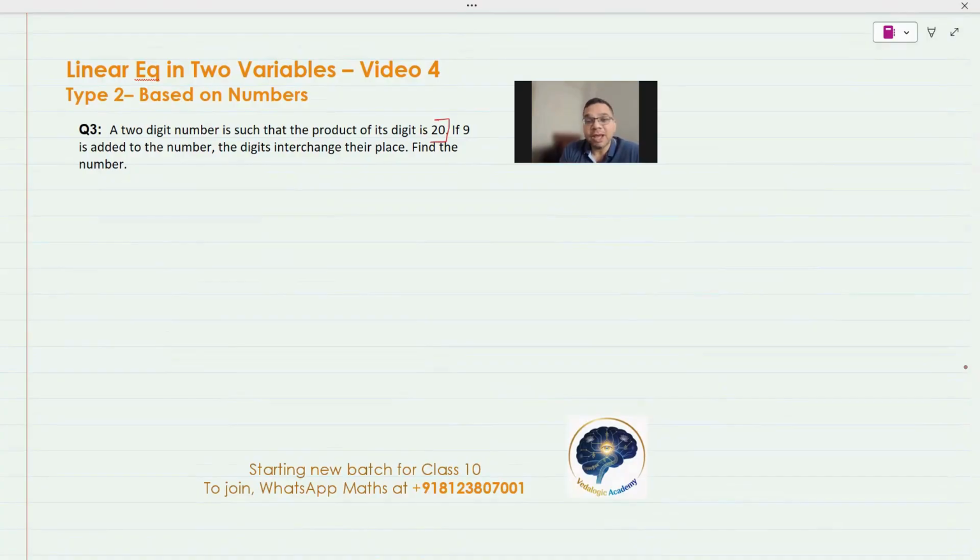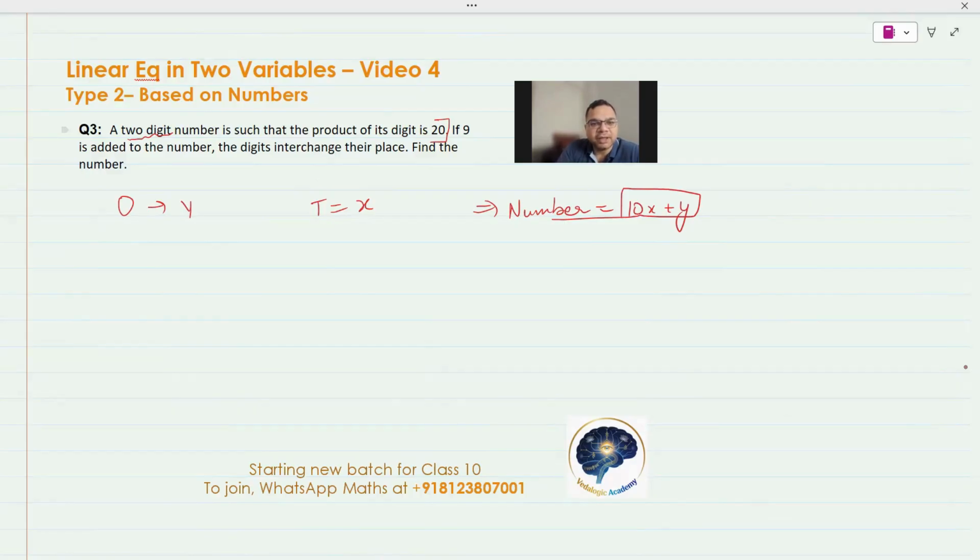So see, we have to make this question in such a way that we use two variables, right? Because that's what we are learning. And since we are talking about two digits, I don't know how to get two different digits otherwise. So I'll say the digit at ones place is y and the digit at tens place is x. So the number becomes 10 into x plus y, right? So this is our number.